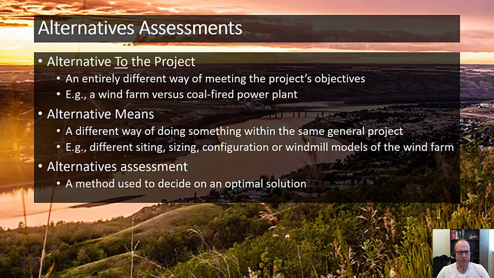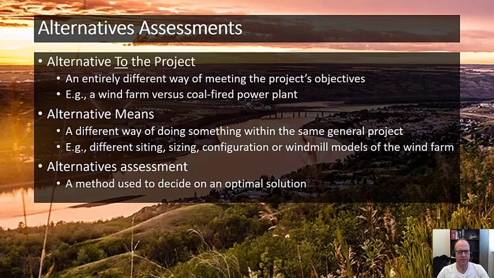So today I will be talking about different types of alternatives assessments. You may recall earlier when I talked about scoping, there are two different types of alternatives. There are alternatives to the project, which is an entirely different way of meeting the project's objectives. For example, if the project's objective is to generate power, you could do that with a wind farm or a coal-fired power plant or several other types of power generating stations. And these are all alternatives to a given project.